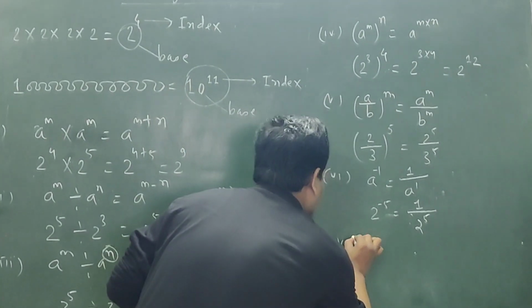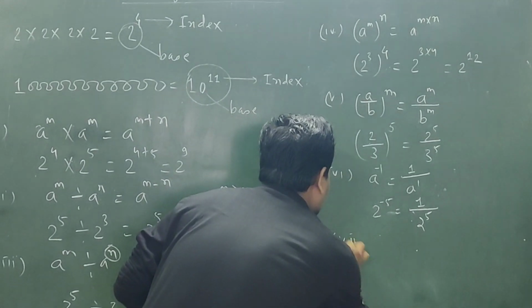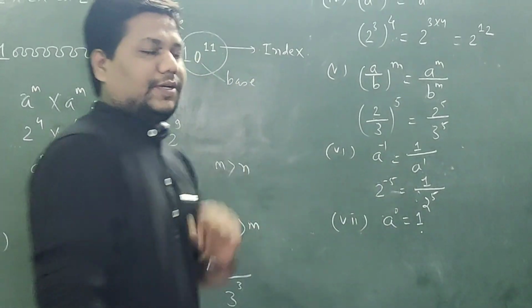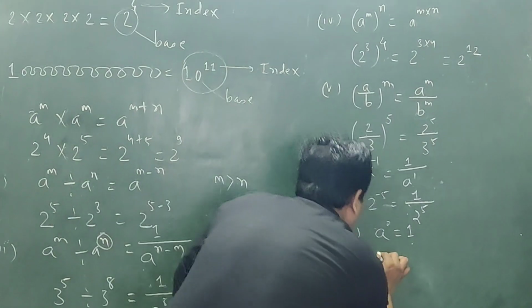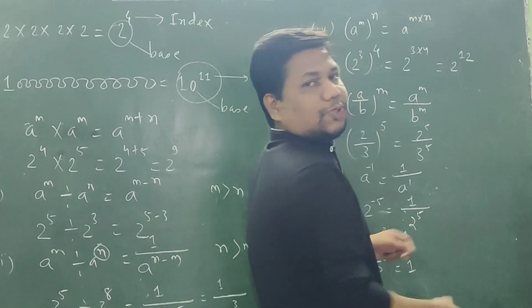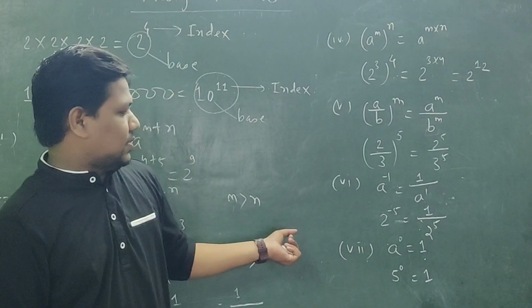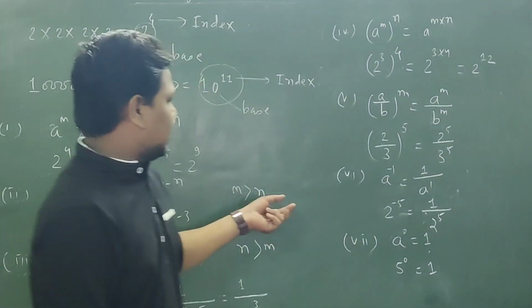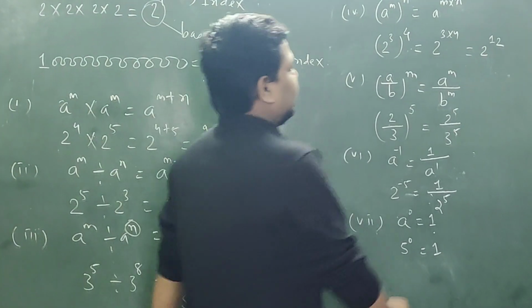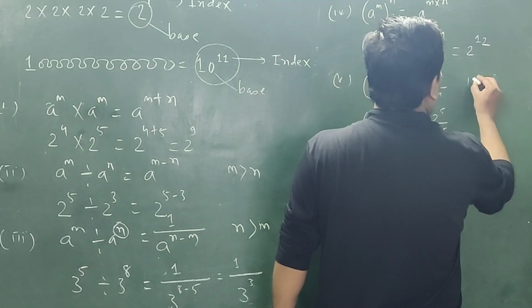Now next, if anything is raised to 0, the answer will be 1. Suppose 5 raised to 0, the answer will be 1. 1000 raised to 0, the answer will be 1. These are 7 examples.